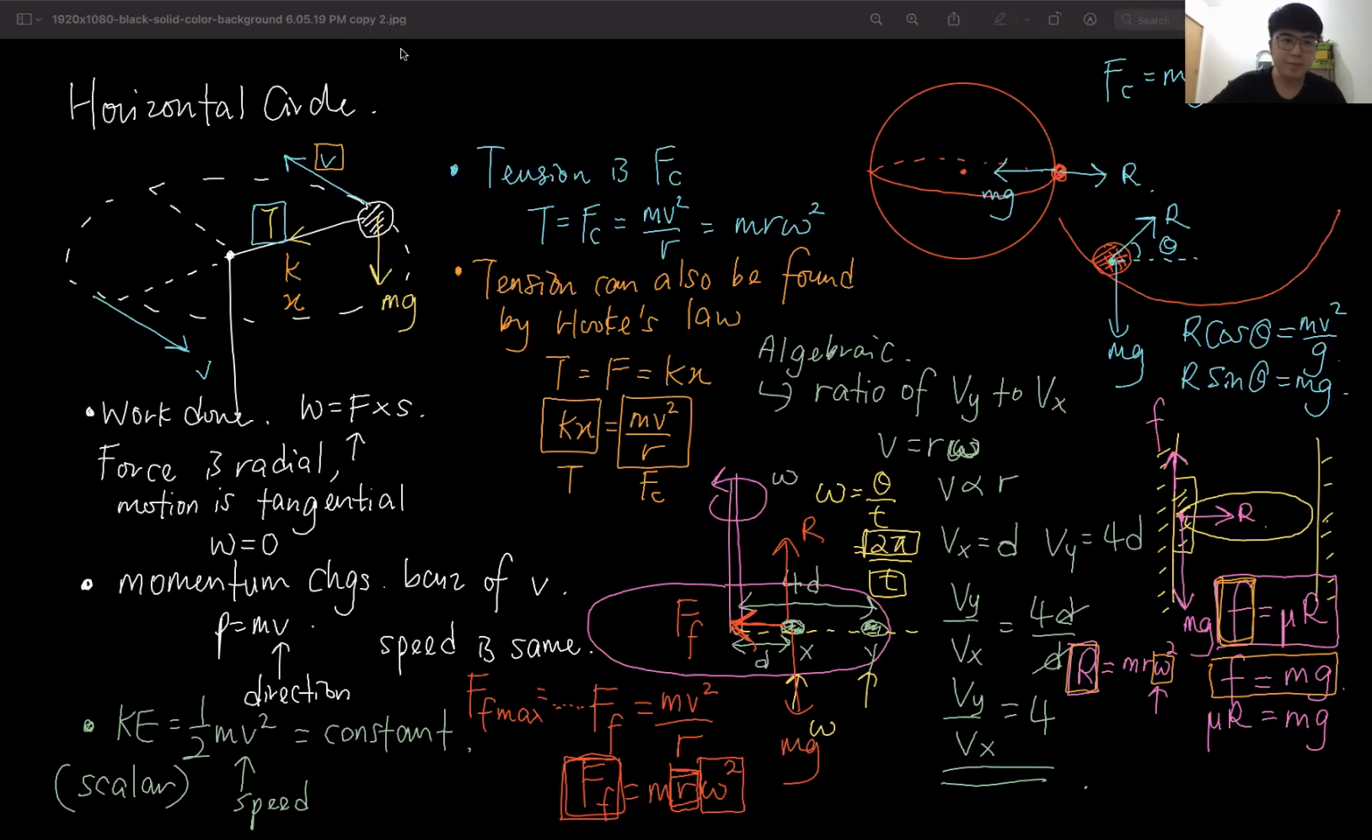Let me find the video first. Before we go to the physics, we watch the video first, then we go to the concept behind it. The concepts are almost similar to the horizontal circle. It still has to do with centripetal force and friction. Let me find the video real quick. Okay, found it. This one.